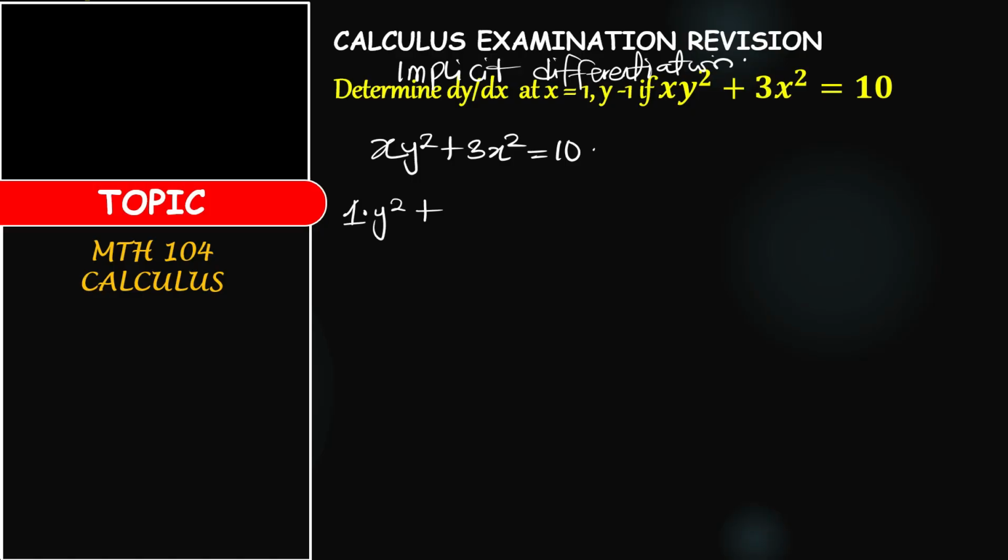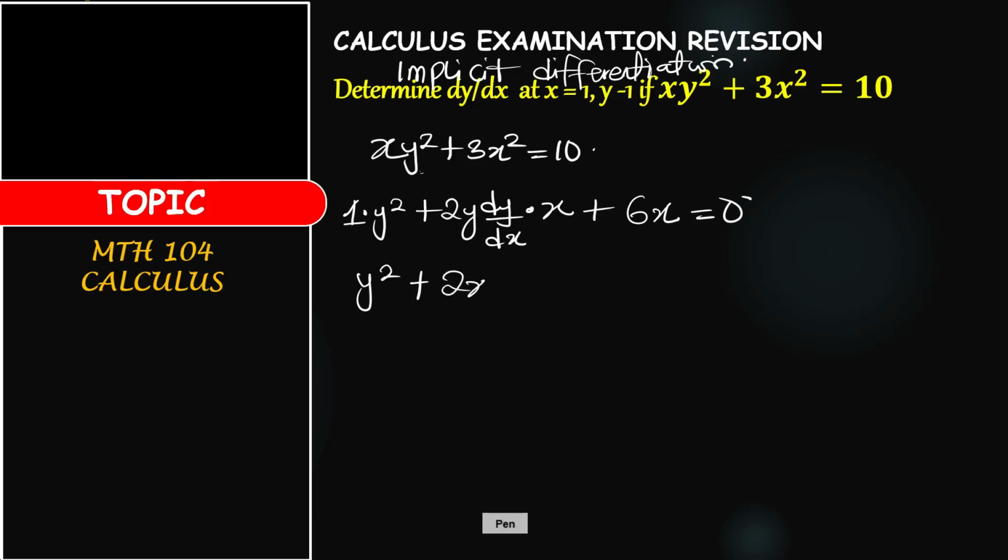Now it's time to differentiate y. When you differentiate y squared, it's going to give us 2y. I told you that whenever you differentiate y, you put what? The dy/dx, then you multiply by what? x. Are you getting it? Differentiate x multiplied by what you have here, y. Differentiate y multiplied by what? x. Plus, whenever you differentiate 3x squared, it's going to give us 6x. Differentiate 10 is going to give us 0. So here is y squared plus 2xy dy/dx plus 6x is equal to 0.